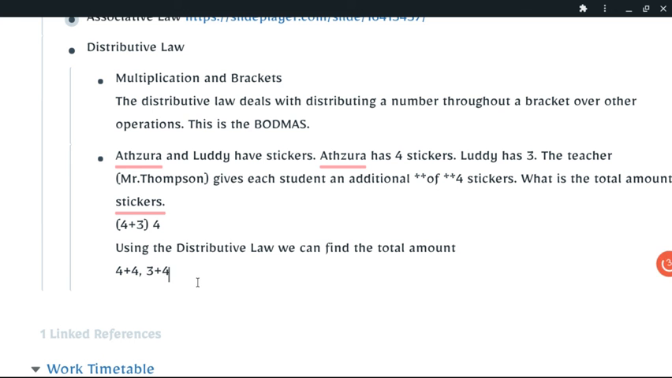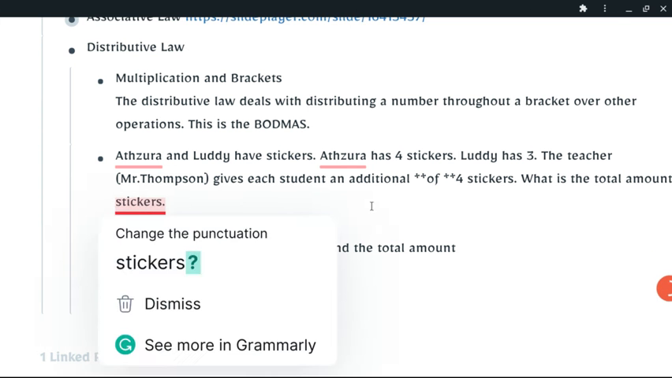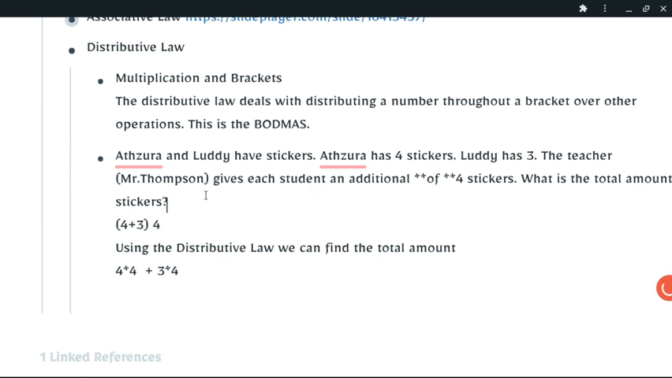The distributive law essentially cuts this, right? And essentially states that we can find the quicker route to see the total amount by saying 4 multiplied by 4, right? Plus 3 multiplied by 4. So just expand. All right, there we go.